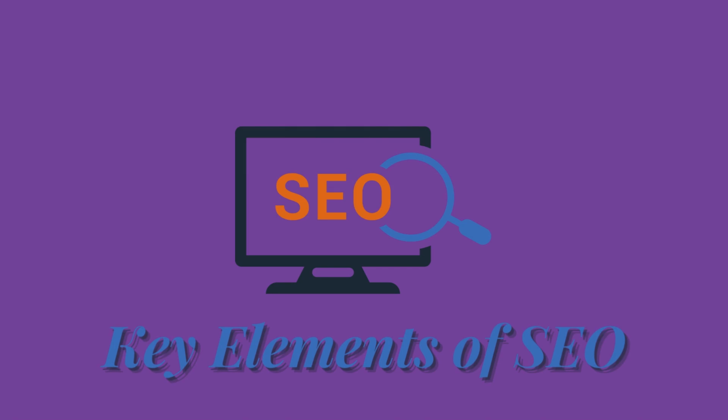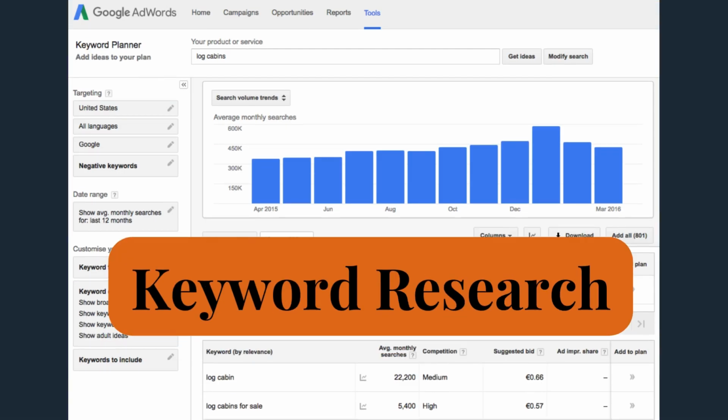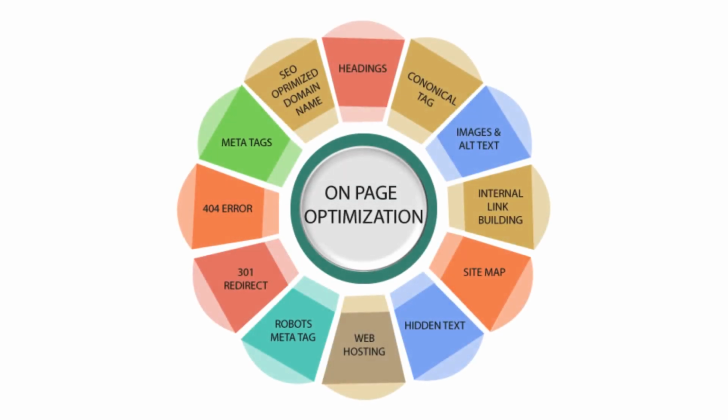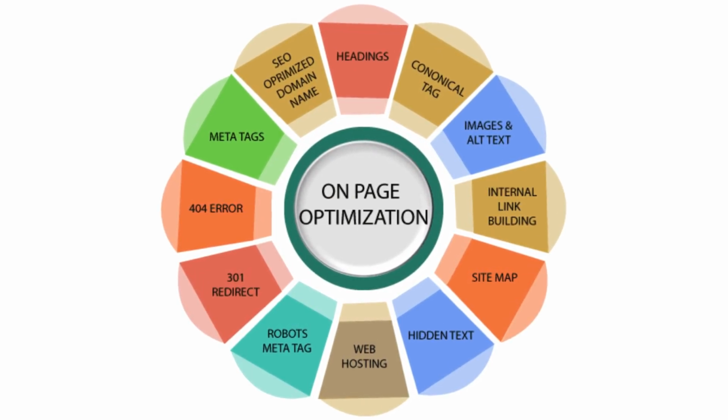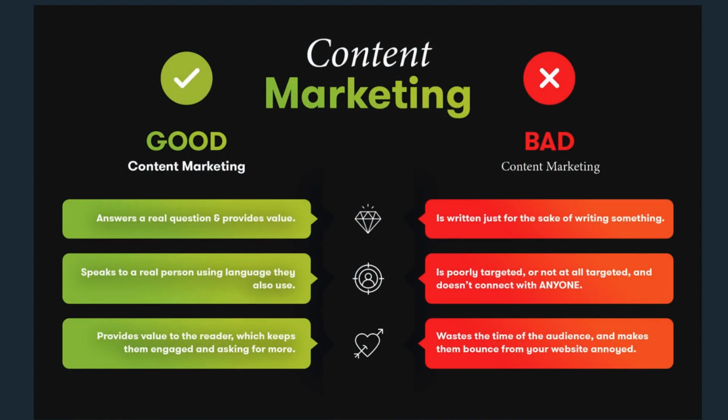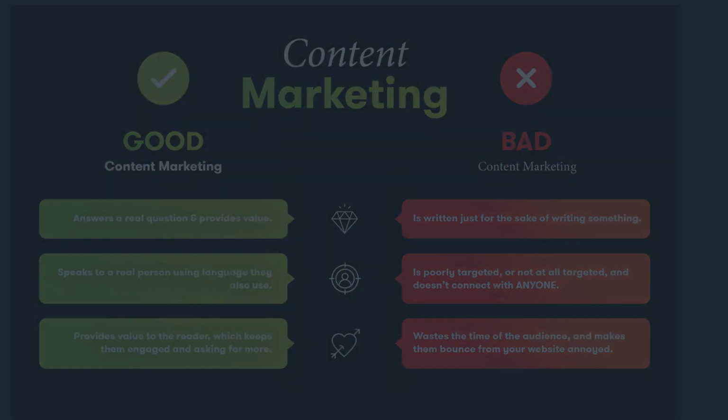Let's break down the key elements of SEO. Keyword research. Identify and target specific keywords your audience might use. On-page optimization. Optimize your content, headings, and meta tags for search engines. Content quality. Create valuable, high-quality content that meets user needs.